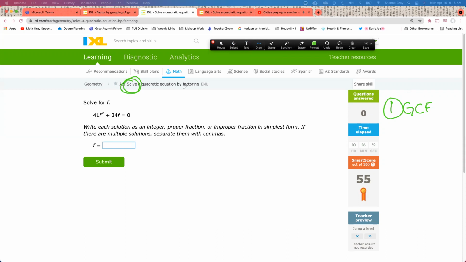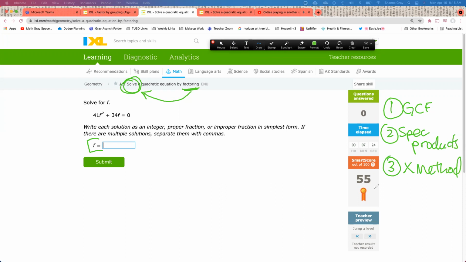But instead of just factoring it, now we have to use the factoring part to solve. That's why here at the end it says f equals a number, as opposed to just typing in that factored form. But it's still the same steps. We still have to factor first. So greatest common factor, and then I can check for the special products, which I don't think I'll have on this one. And then I can do that X method if I need to. This is going to factor it. So this is how I get this whole situation factored.